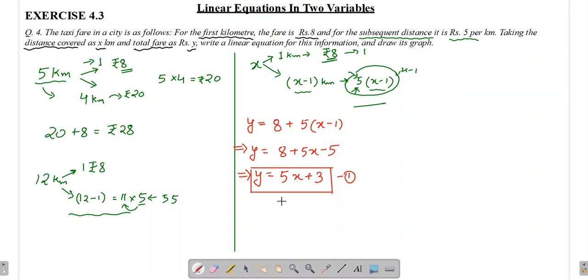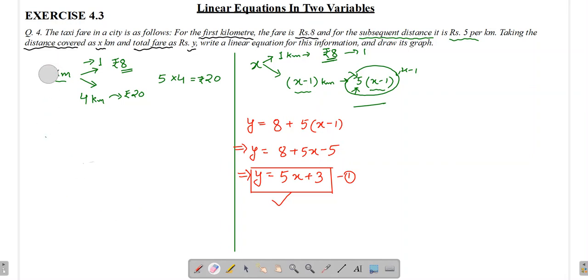Now what we need to do is draw the graph of this equation. To draw the graph of this equation, we all know we need to find three different solutions for the equation, and then those three solutions will be plotted on the graph, or in the Cartesian plane, and then we'll join those points with the help of a single straight line, and that line will represent the required graph. So let us quickly find three different solutions.